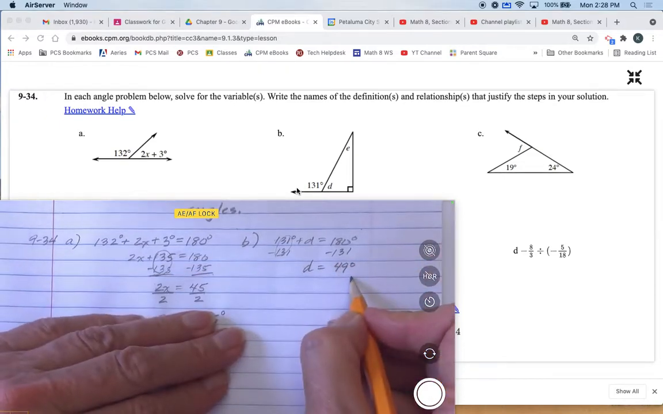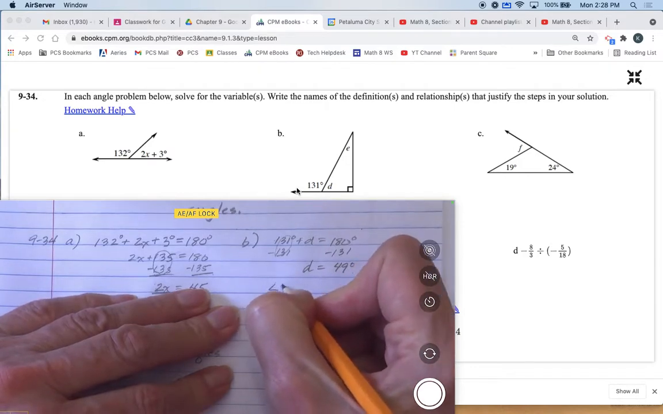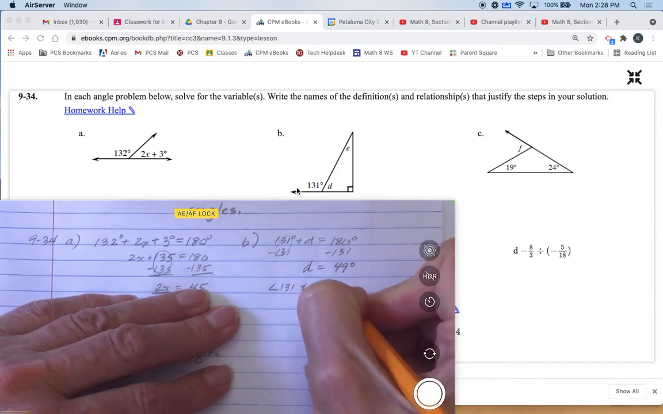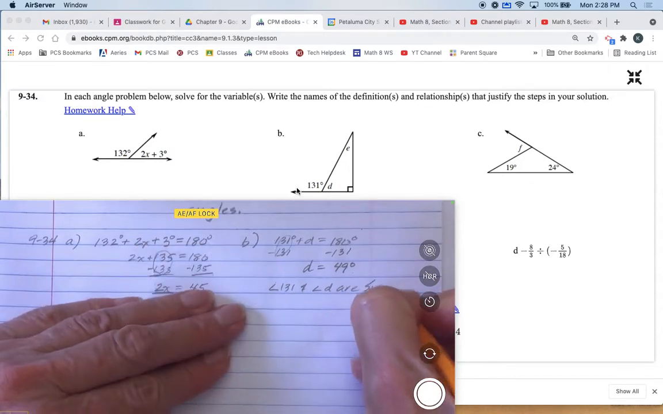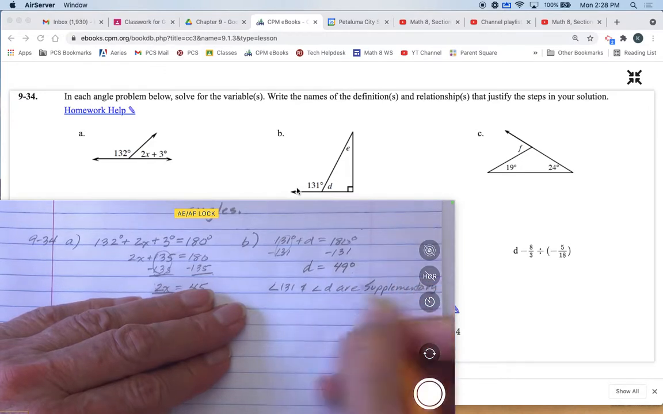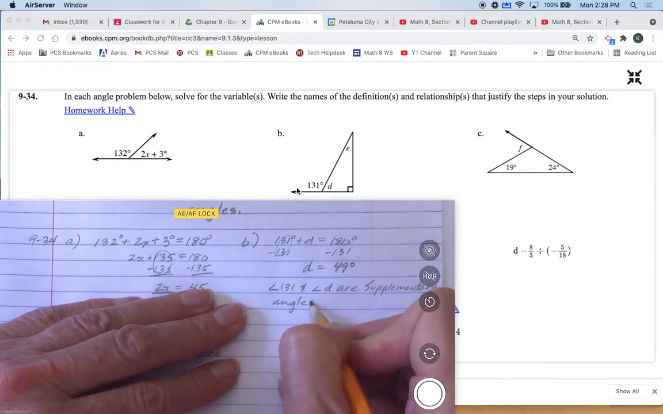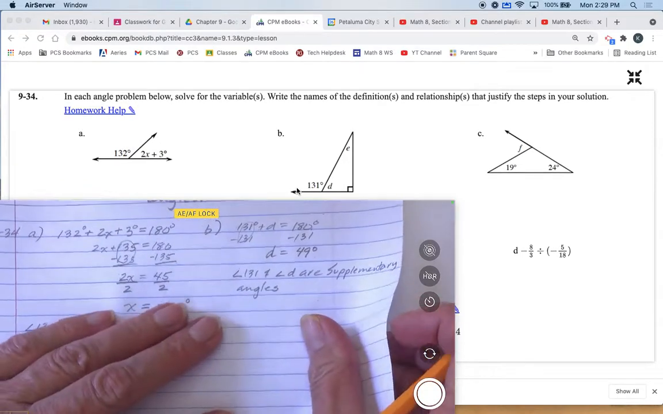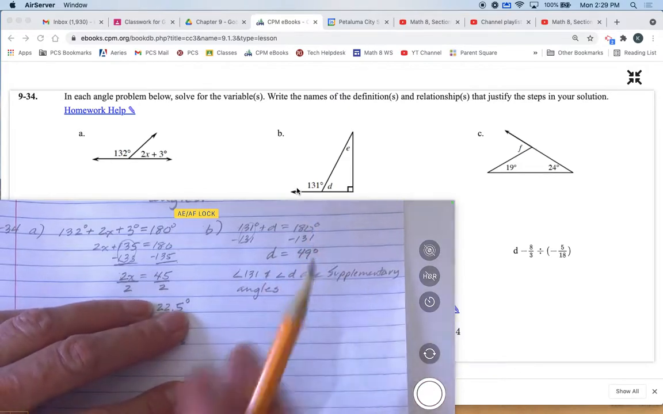Okay, so now we know what D is, and we know that because angle 131 and angle D are supplementary angles. Okay, so those two angles are supplementary. Now we're going to try to find E.